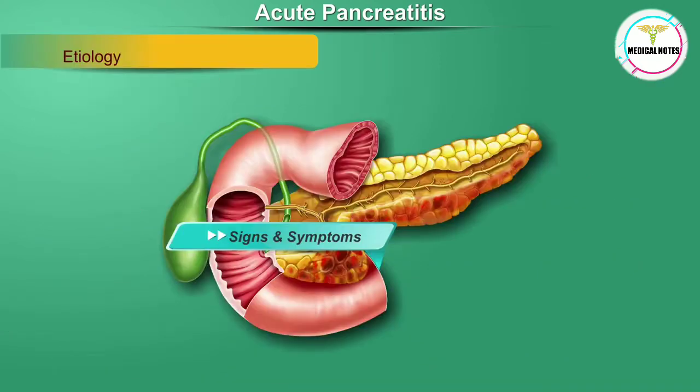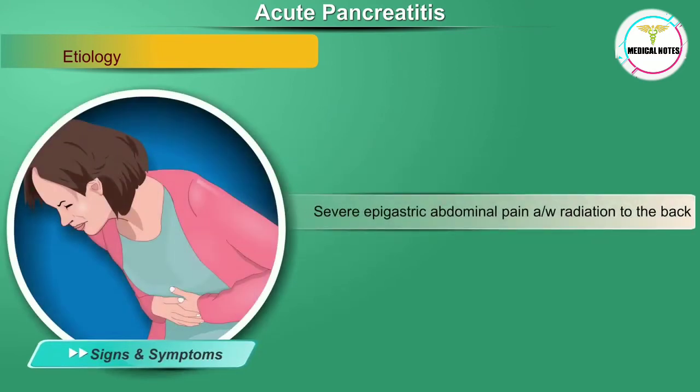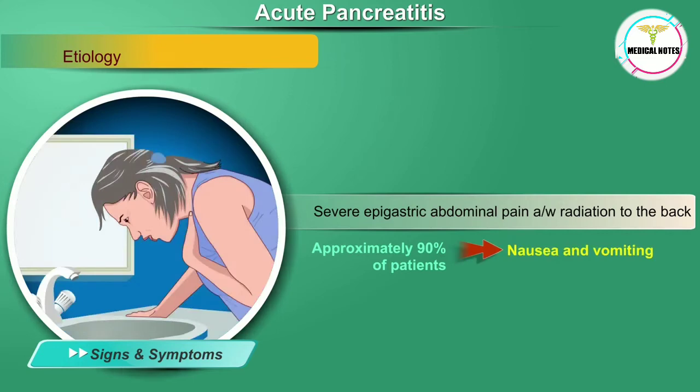Let's go ahead and talk a little bit about the signs and symptoms in a patient to help diagnose acute pancreatitis. Some of the signs and symptoms include severe epigastric abdominal pain associated with radiation to the back. Approximately 90% of patients usually have nausea and vomiting.